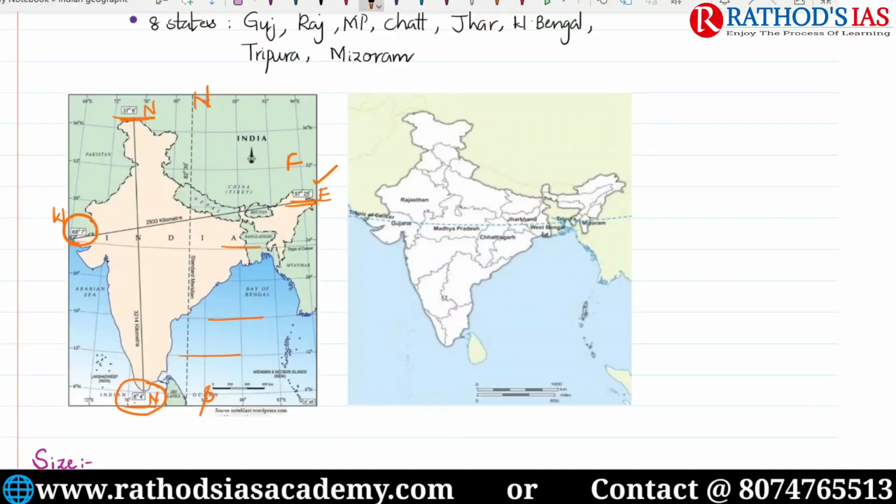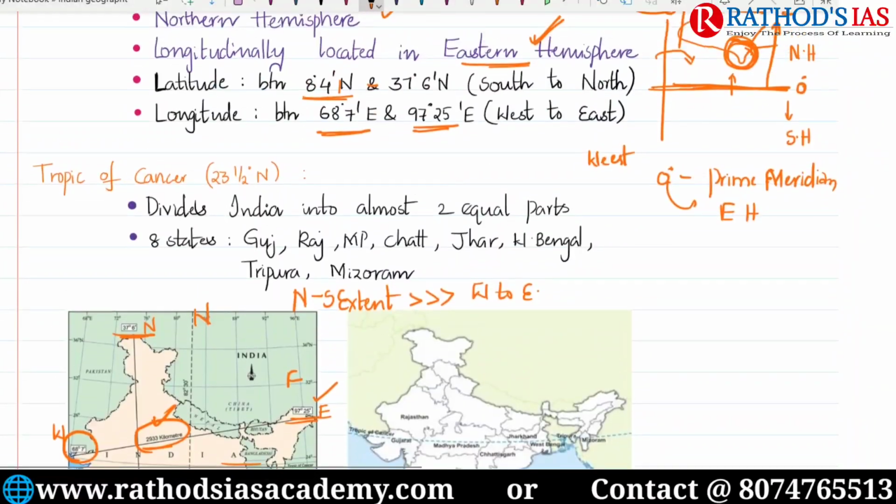The length from north to south is 3214 kilometers, and the west to east extent is 2933 kilometers. That means the north to south extent is more compared to the west to east extent. These are very basic facts.